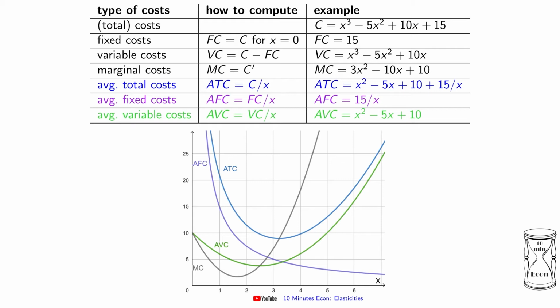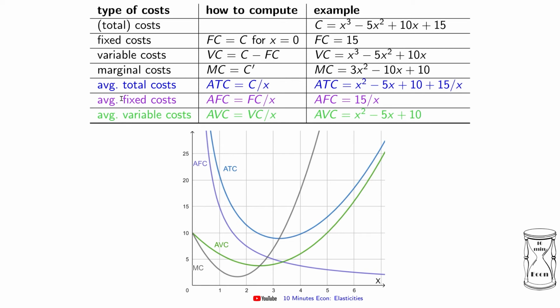The next one are the average total costs, which, well, the name already tells you. You take your total costs of production and divide it by the amount of units that you produce. So that's C over X. So you take here the first line and just divide it by X, and you have the average total costs. That's the blue line that we drew here.